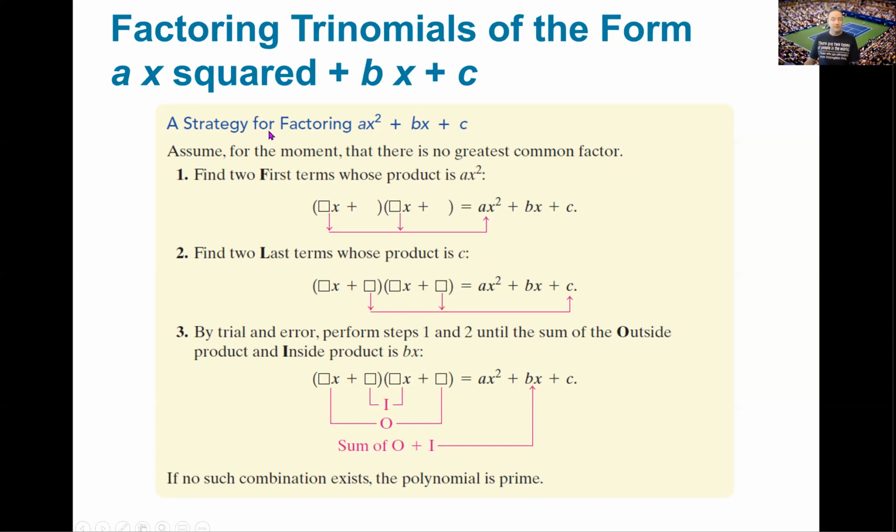But now let's say you've either factored that out or there was no greatest common factor. After that, you're going to find the first 2 terms whose product will give you ax squared. So you say, I need to find 2 terms that are going to multiply together to give me the a term. So factors of a. And then you need to find the last 2 terms that are going to be products of c. So this term times this term has to give you the c. You can do trial and error between these 2 steps to find the terms that give you the a and the c to work out the problem.